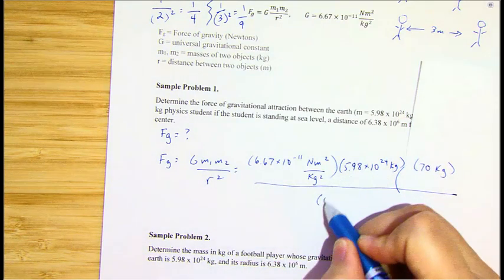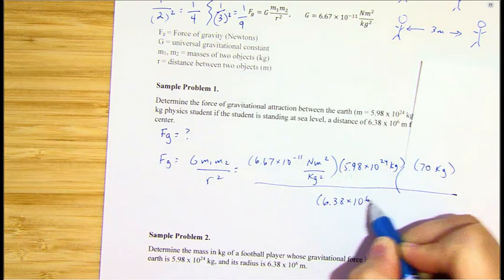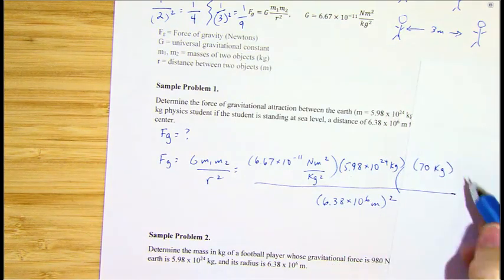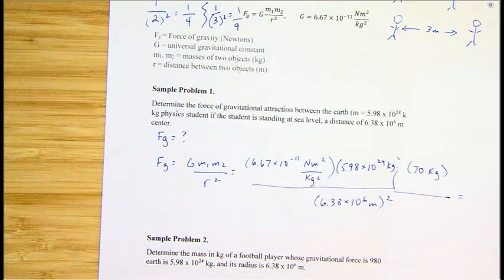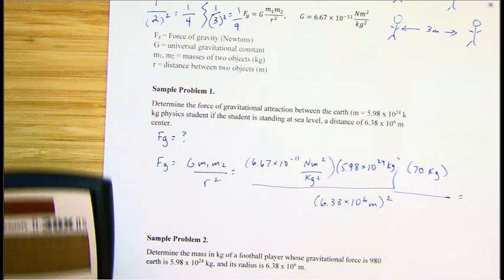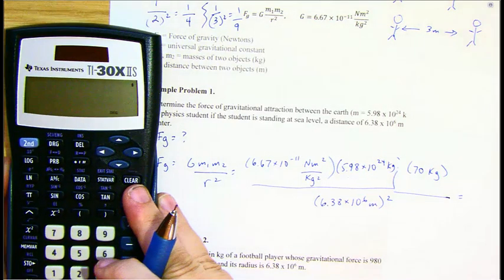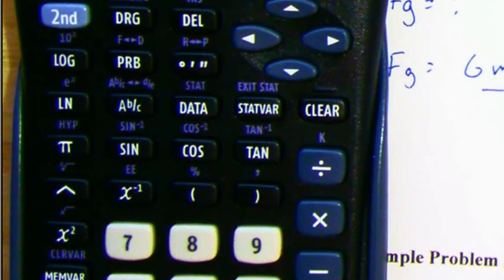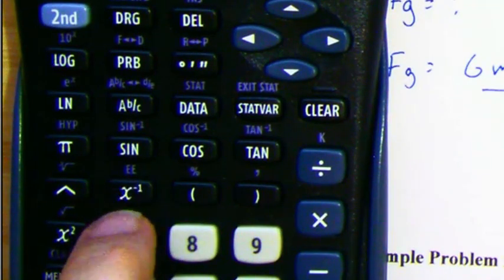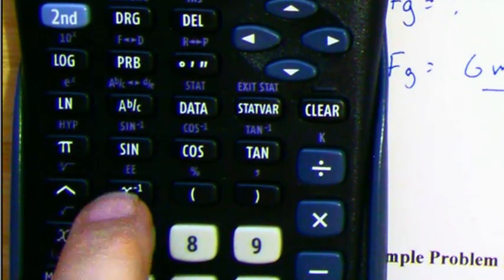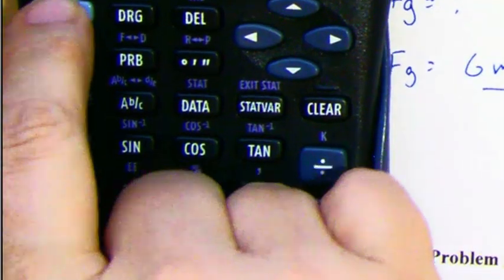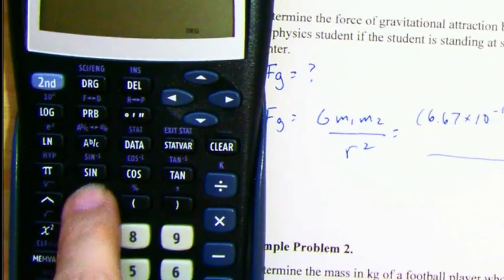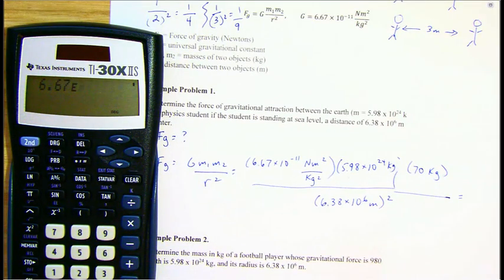What is r? R is 6.38 times 10 to the 6 meters, squared. Okay? So let's do the math. Here's my calculator. I'm going to take 6.67, and to do scientific notation on this calculator, I need to use that EE key. That EE key replaces the times 10 part. And since it's raised on this blue, above the x minus 1 key, I need to press that blue or purple function to get to that. And then I am just going to place negative 11.